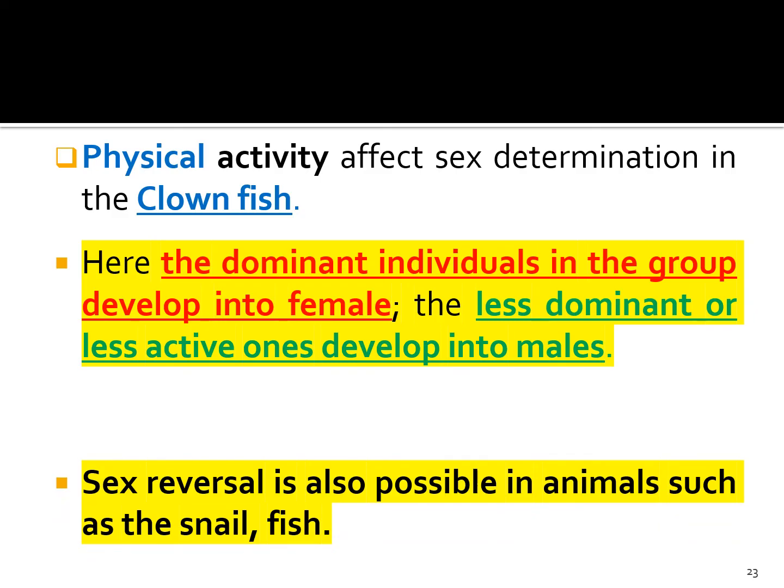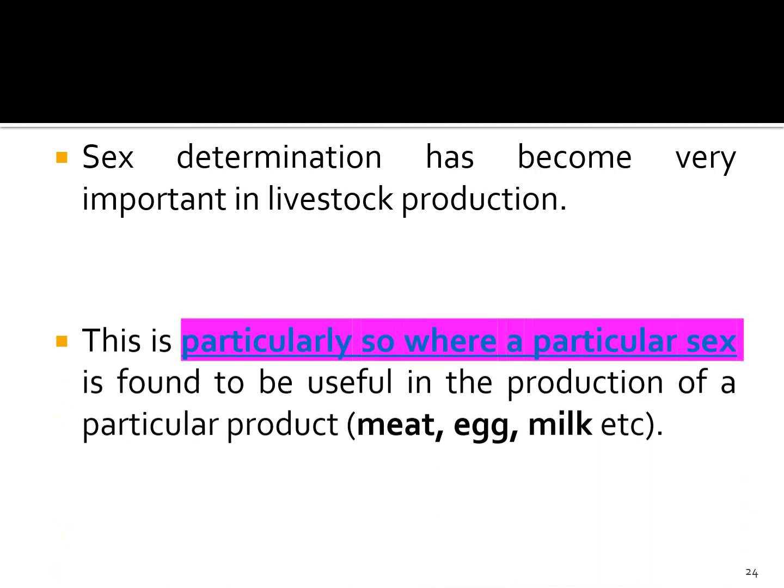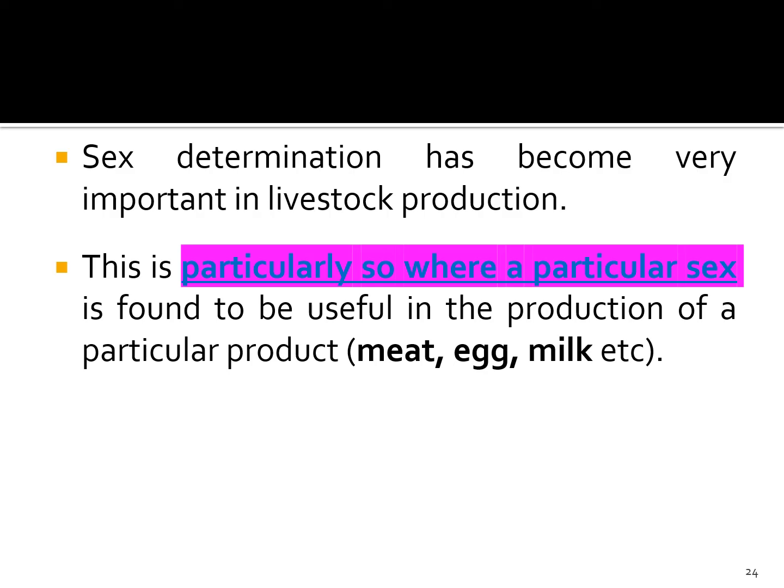Sex reversal is also possible. This has been experienced in animals such as snails and fish, and we can see that the determination of sex has become very important in livestock production. This is particularly so where the farmer is interested in a particular product, and the product can only be produced by a particular sex of the animal.